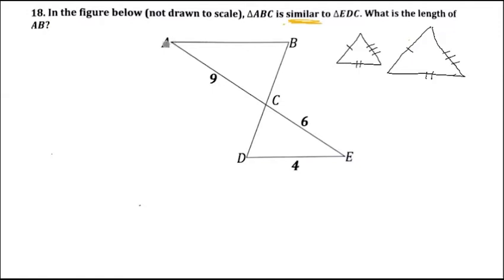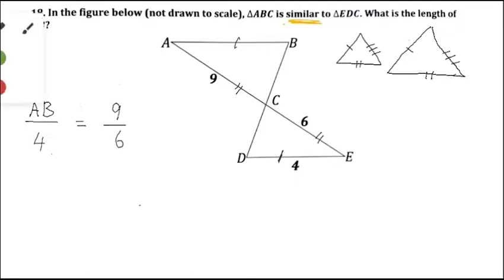So start with AB on the top. So we'll say AB over, so we'll stay with the corresponding side down here. So we're going to correspond, so it's going to be over 4. And we'll go back up to the triangle ABC. We can see that the 9 corresponds to the 6. 9 over 6.